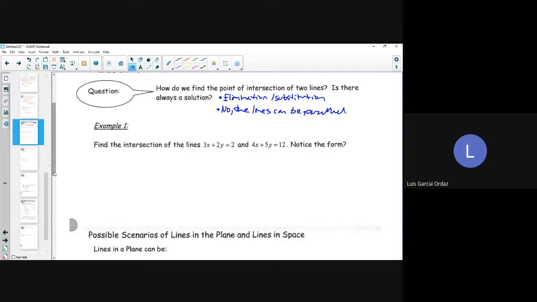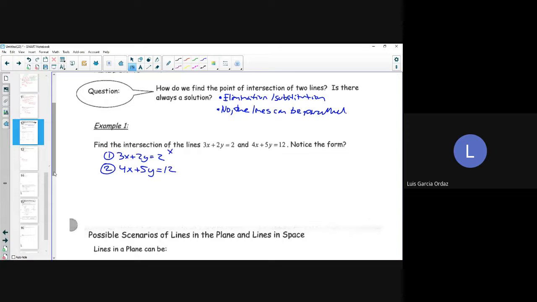So we have our first equation, which is 3x plus 2y is equal to 2. And we have our equation 2, which is 4x plus 5y, which is equal to 12. So we need to manipulate this in a way where we can get the x's to be equivalent to each other or the y's to be equivalent to each other. Usually, if it's an odd and an even, you just multiply the first equation by whatever coefficient is in front of the x for equation 2 and vice versa.